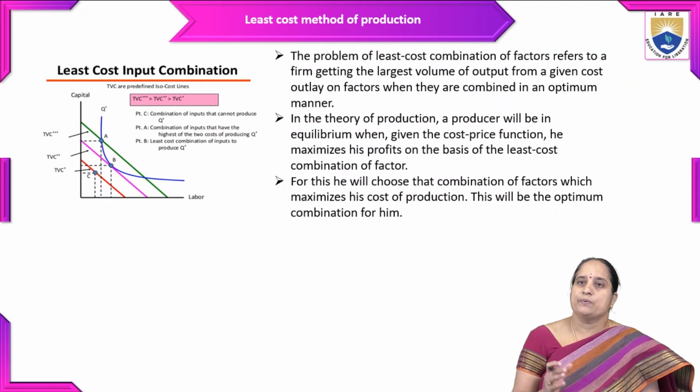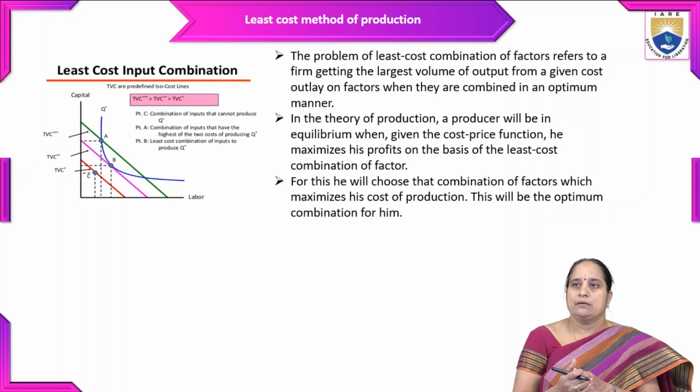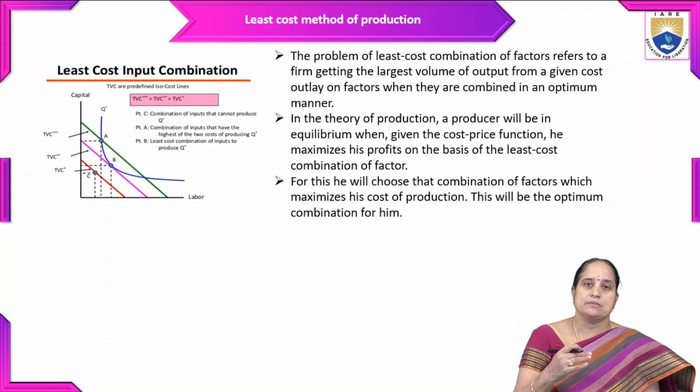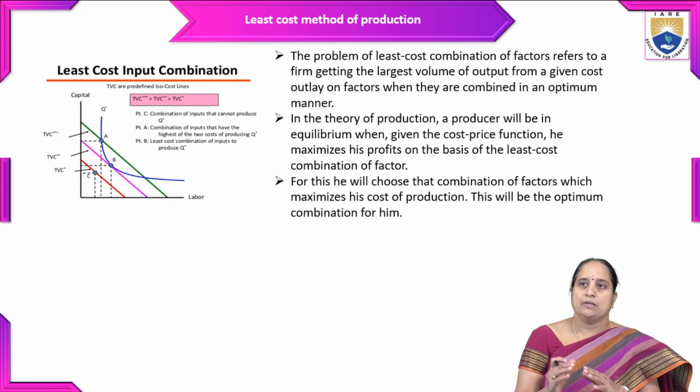Then, least cost method of production. The problem of least cost combination of factors refers to a firm getting the largest volume of output from a given cost outlay on factors when they are combined in an optimum manner. So in the theory of production, a producer will be in equilibrium when, given the cost price function, he maximizes his profits on the basis of the least cost combination of factors. For this, he will choose the combination of factors which minimizes his cost of production, and this will be the optimum combination for him.